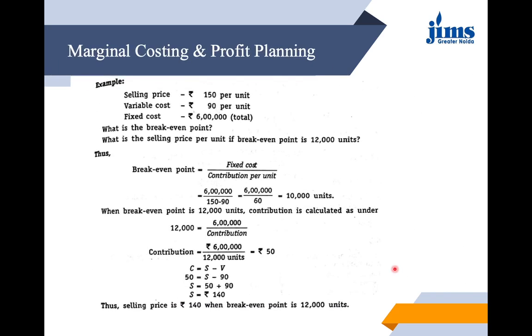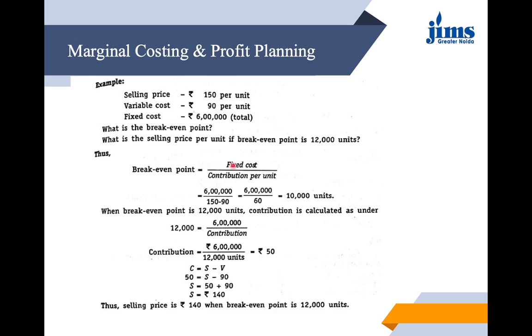Just need to remember the formulas and nothing much beyond that. Here in this one, selling price is given as rupees 150 per unit, variable cost is rupees 90 per unit, fixed cost is 6 lakh rupees total. So we need to find out the break-even point. I need to find out the selling price per unit if the break-even point is 12,000 units. Let us see what is the break-even point, then we can find out the selling price accordingly.